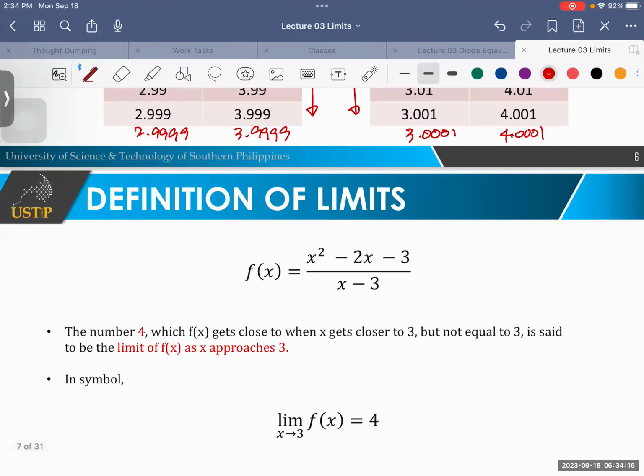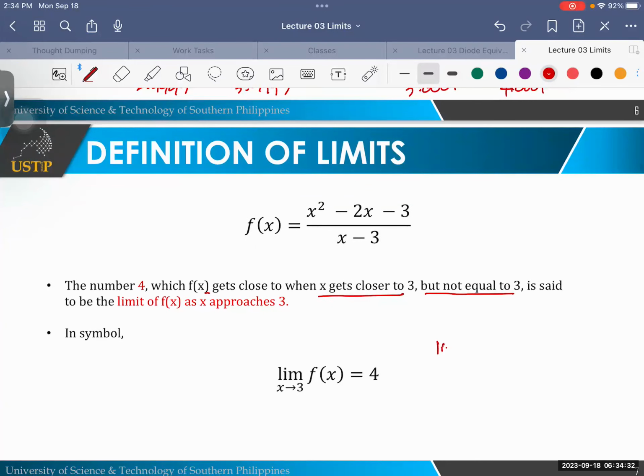Okay? So, the number 4 here, class, which f of x gets close to when x gets closer to 3, but not really equal to 3, is said to be the limit of f of x as x approaches 3. So in symbol, in another class, right? We read that as the limit of f of x, shortened na to karon, the limit of f of x as x approaches 3 is equal to 4.